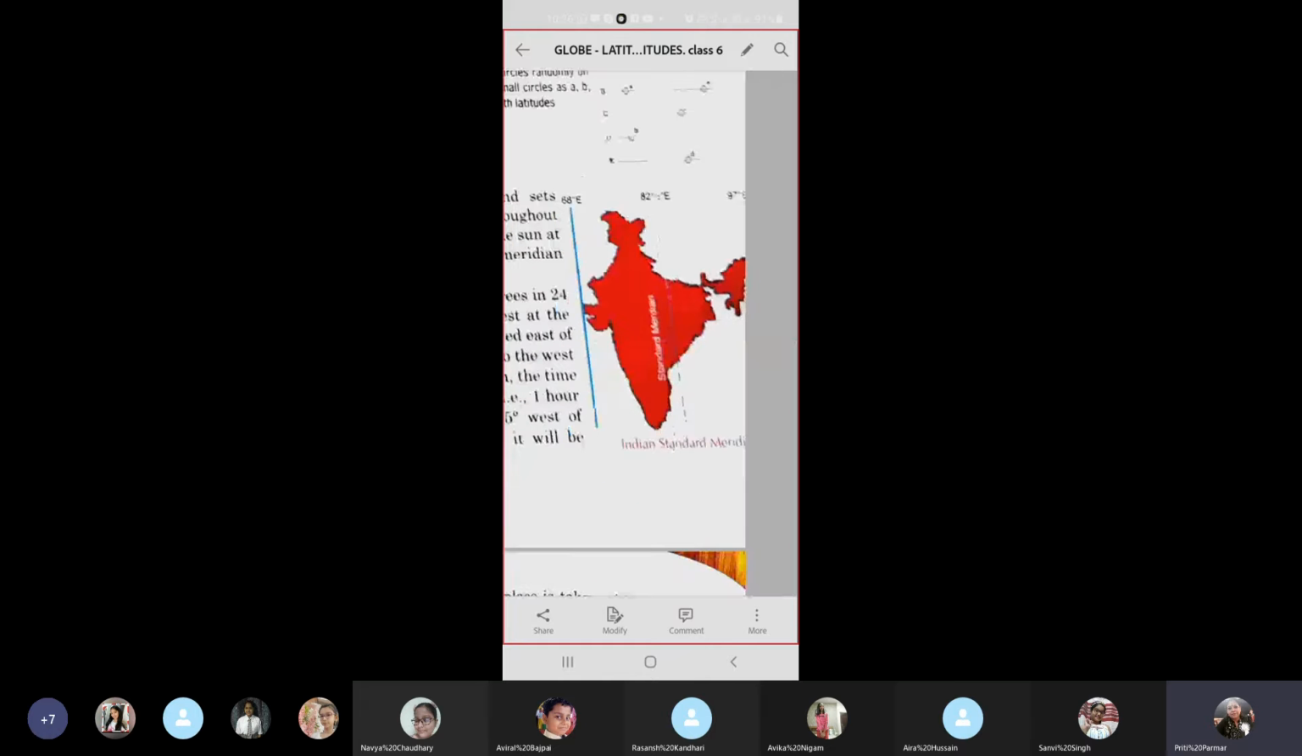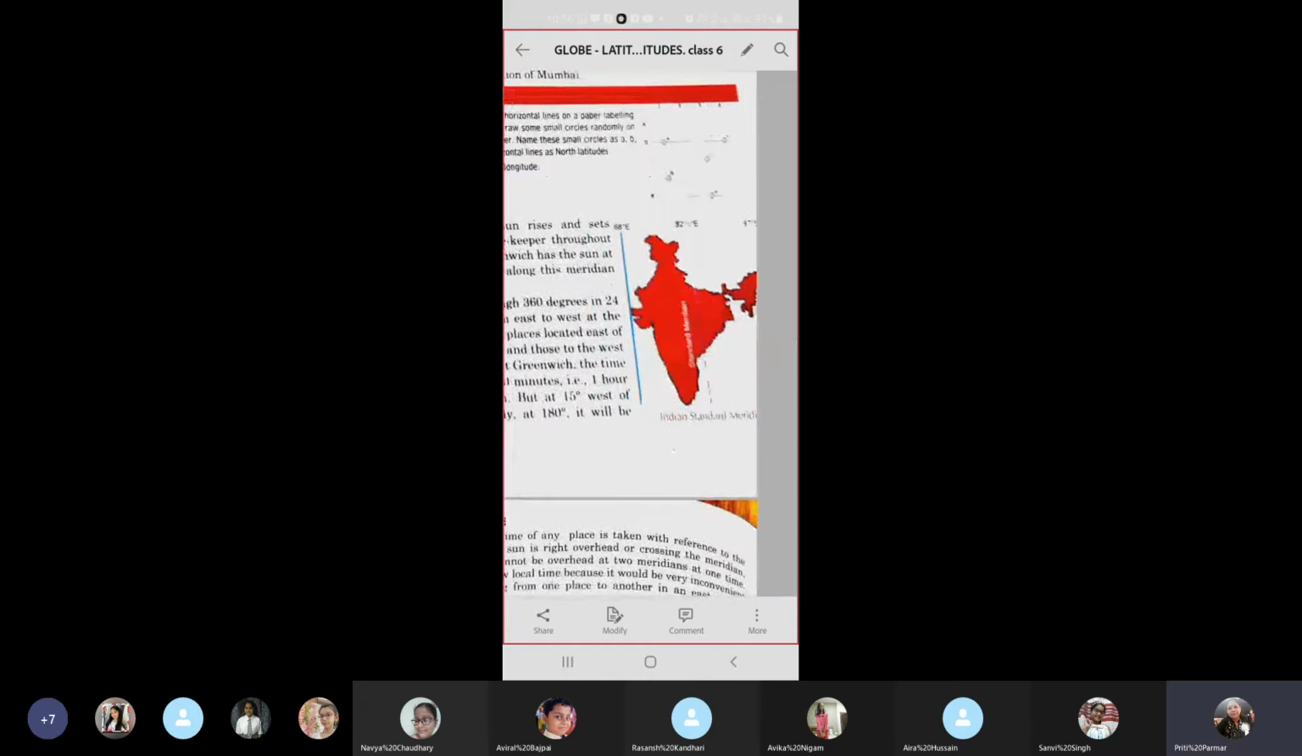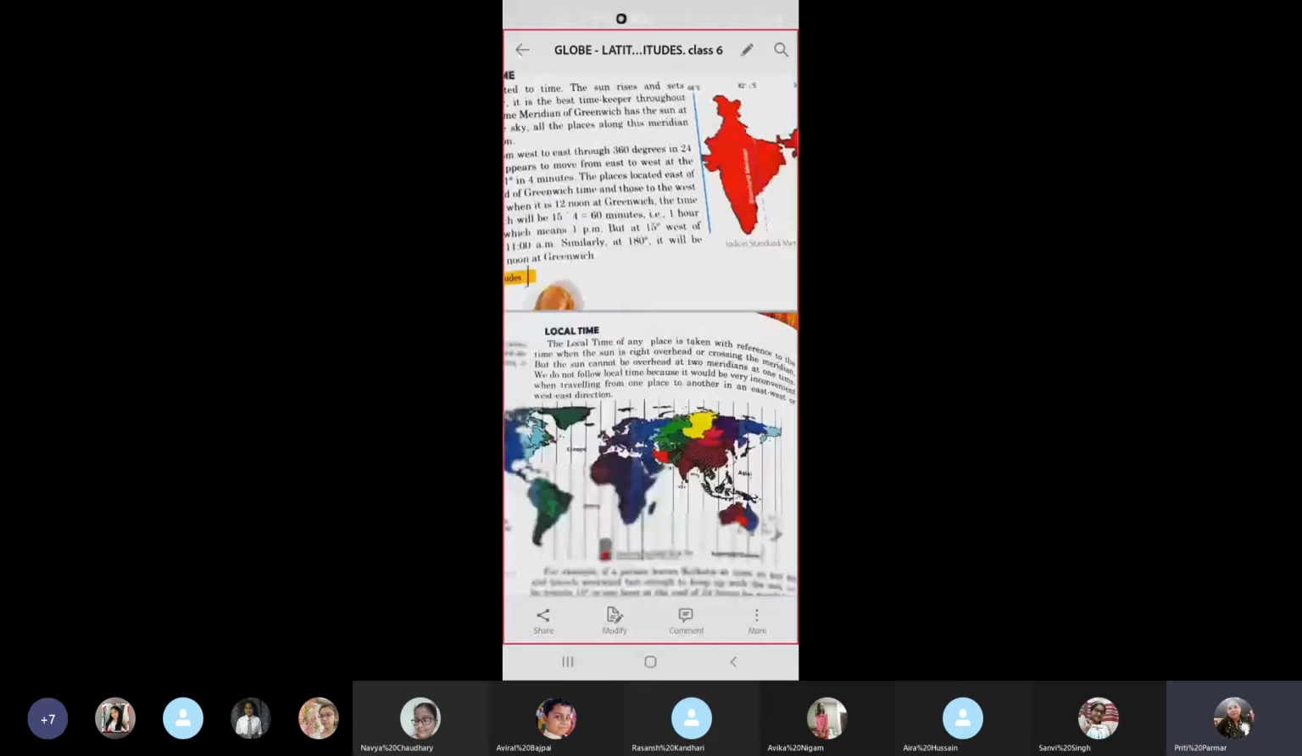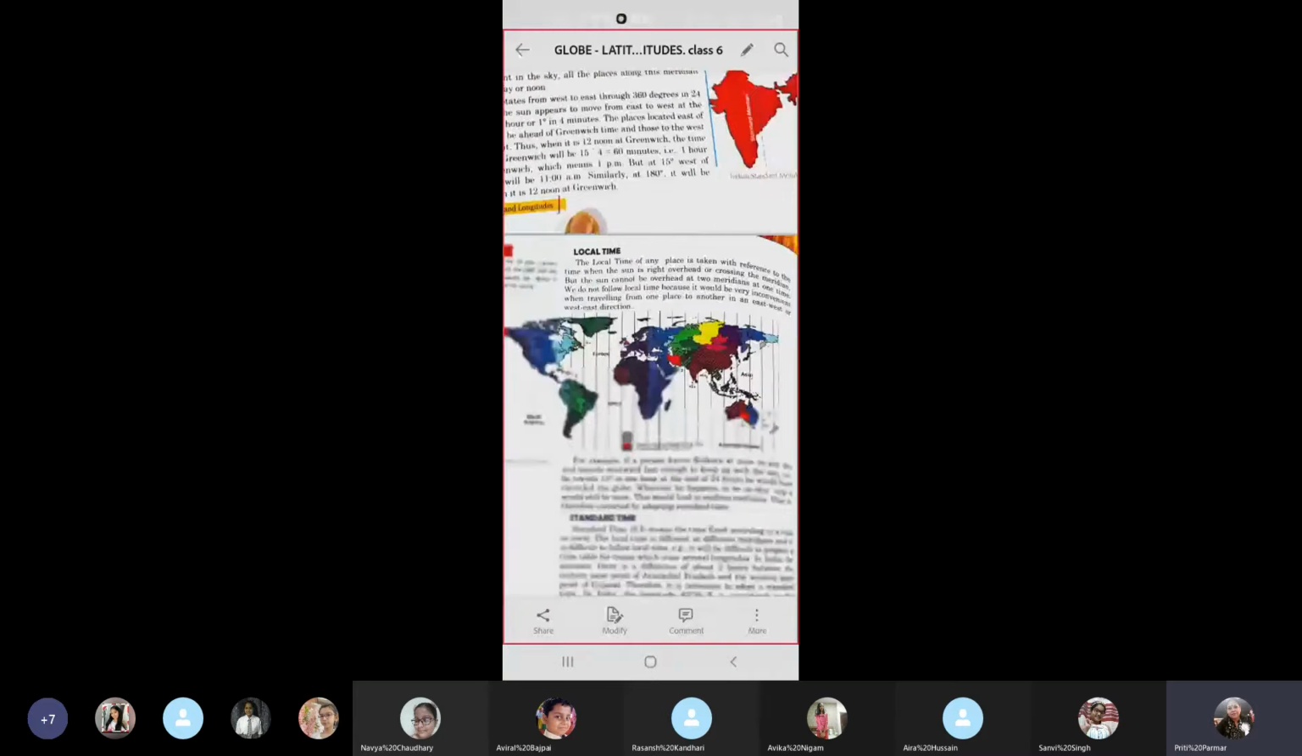Okay, the local time of any place is taken with reference to the time when the sun is right overhead or crossing the meridian. That means local time is that time which, at that local place on that meridian, is determined by the position of the sun. So local time could be different in different places. The sun cannot be overhead at two meridians at one time.